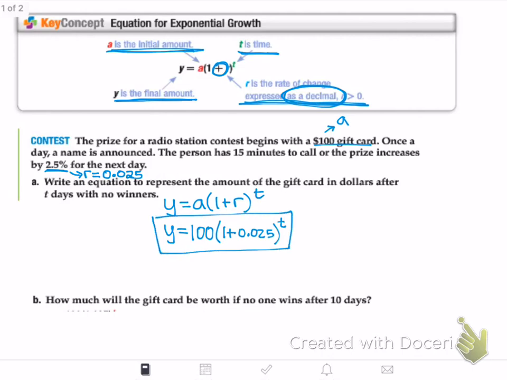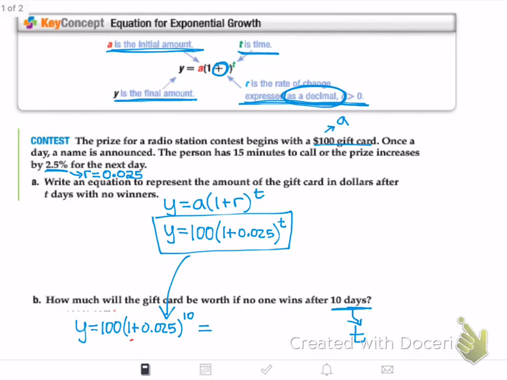Let's move down to part B, and it says, how much will the gift card be worth if nobody wins after 10 days? Now this is your variable t for time. And so we're going to use this formula, and we're going to plug in t. So I have y equals the $100 that I started with, 1 plus 0.025 raised to the 10 days. And so you have to punch this into your calculator.